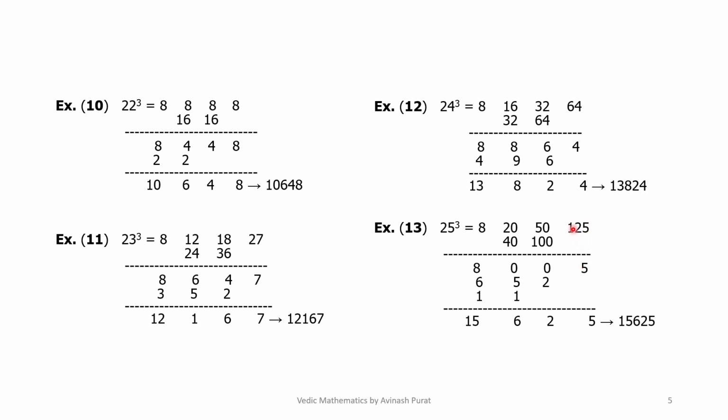5, 12: 2 is taken to the left and 1 is taken further to the left. 50 and 100 is 150. So 0 here, 5 is taken to the left and 1 is taken further to the left. 20 and 40, 60. So 0 is taken here and 6 taken to the left. And 8 is taken down. So the grand total is 5, 2, 6, 8 plus 6, 14 plus 1, 15. 15,625 is the cube of 25.